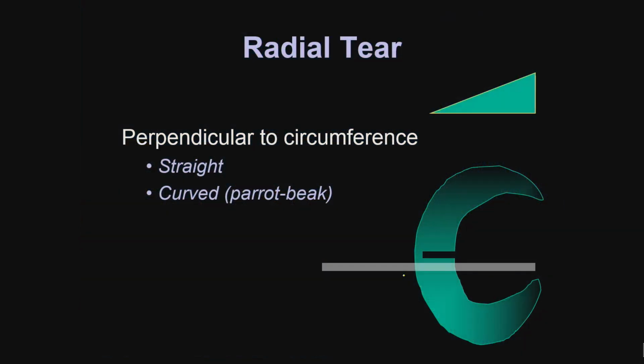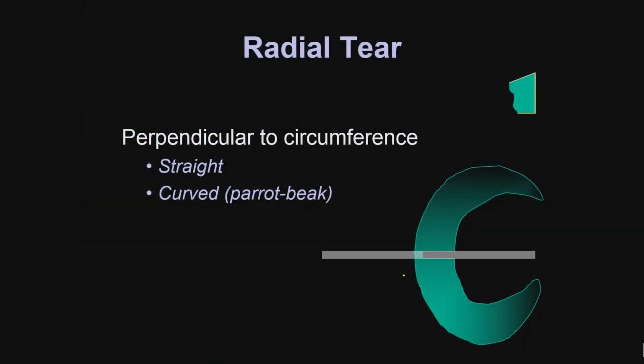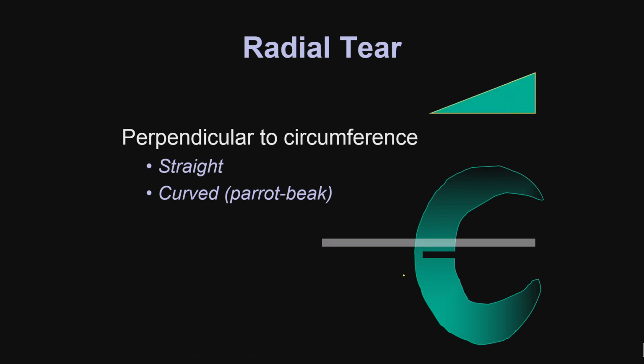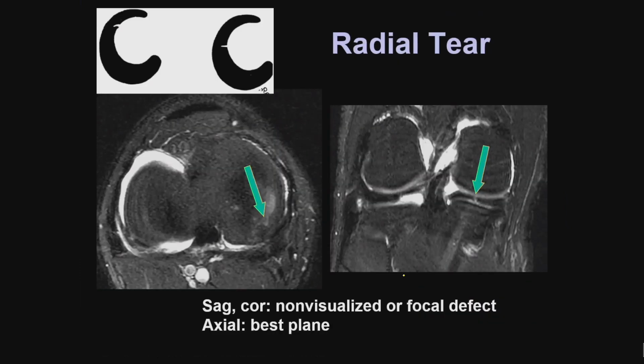Radial tears are perpendicular to the circumference, and they can be straight or curved. Radial tears, unlike the longitudinal tears, look like they come and go as you page through the coronals or sagittals. You might only see these on one image. This is another situation in which you might not match criteria for meniscal tear because small radial tears might only be seen on one slice.